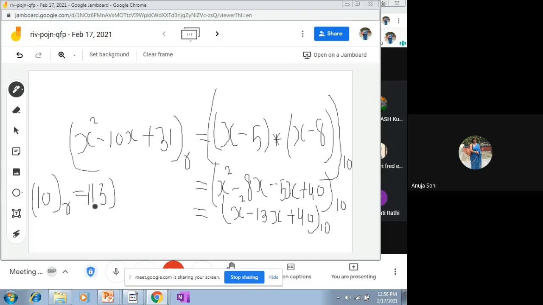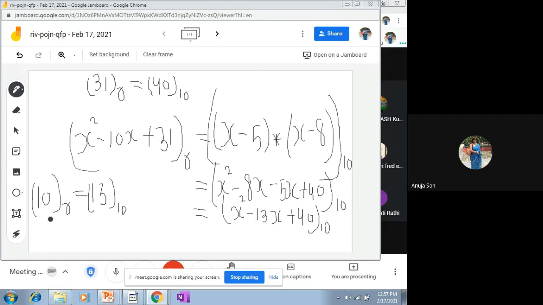And when we equate the constant values, what will we get? 31 on one side, 40 on the other side. That means 31 having a base of r, and on the other side 40 having a base of 10. We have to find the value of r basically, going step by step. So this way we need to equate. Now we need to open the left hand side.